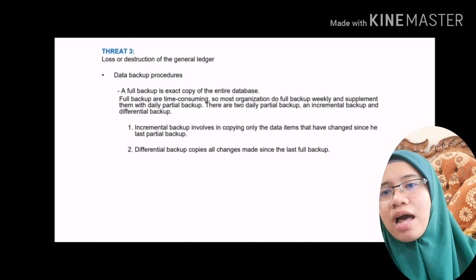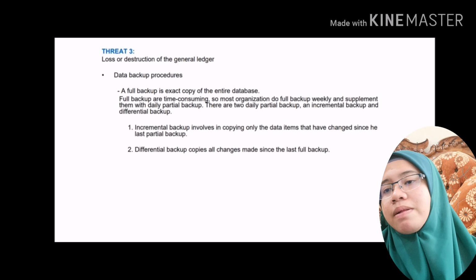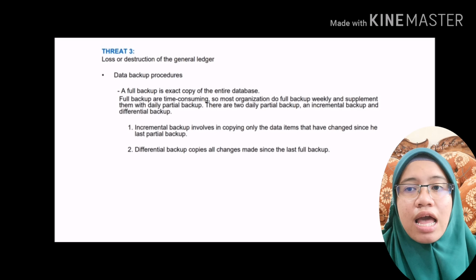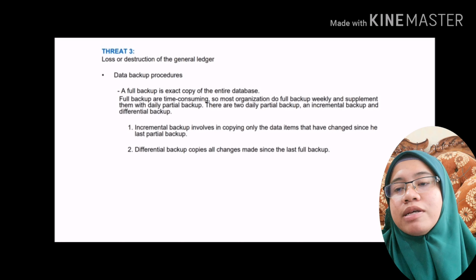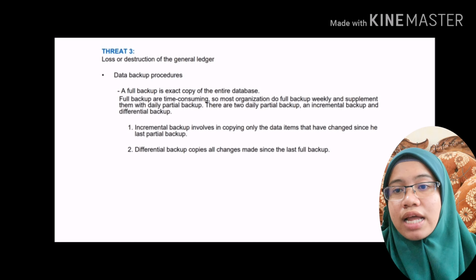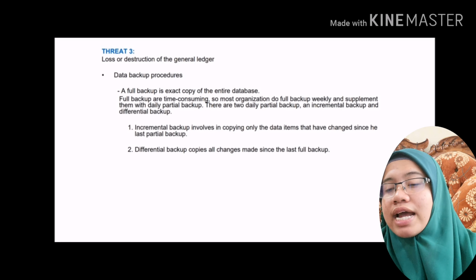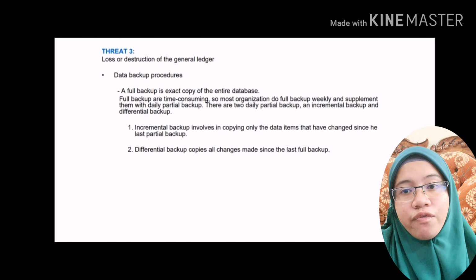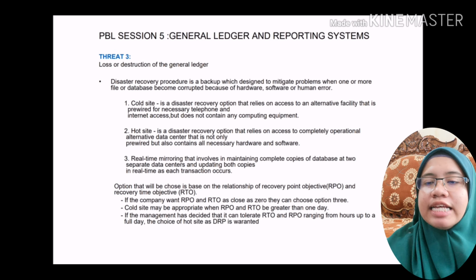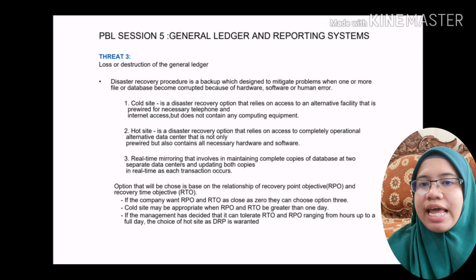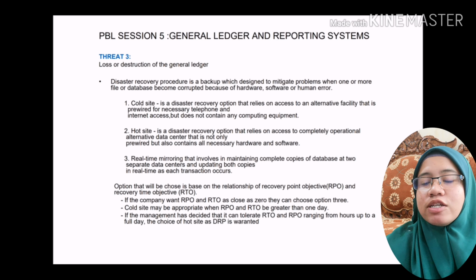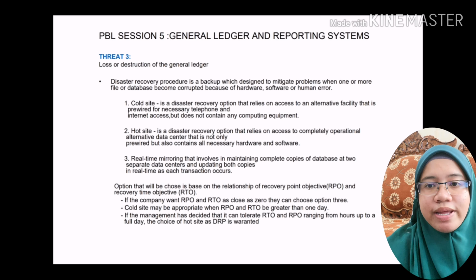No matter which backup procedure is used, multiple backup copies should be created. One copy can be stored on-site and another copy can be stored off-site. This is because if there is a fire or flood on-site and all the copies on-site are destroyed, we still have the copy off-site. Disaster Recovery Procedure (DRP) is designed to mitigate problems when one or more files or databases become corrupted because of hardware, software, or human error.